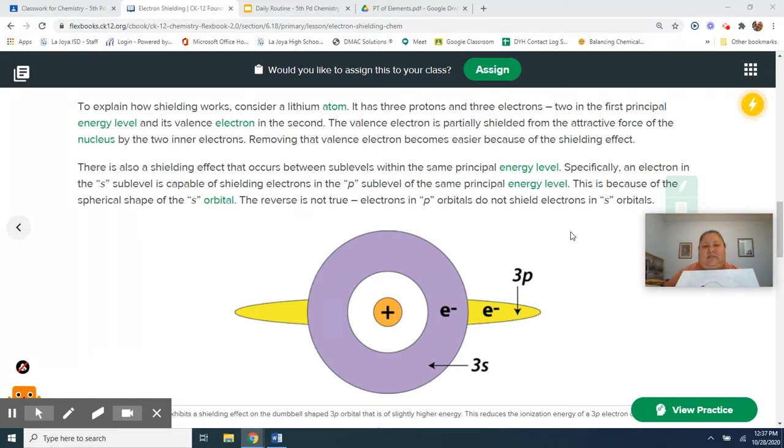I hope that makes sense. Removing the valence electron becomes easier because of that shielding effect. I call it blocking it or covering it up.